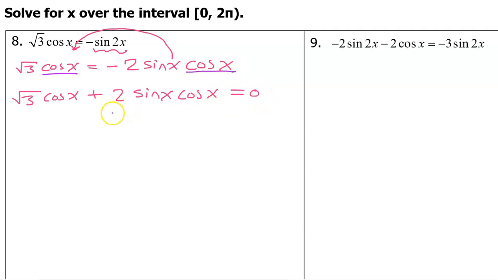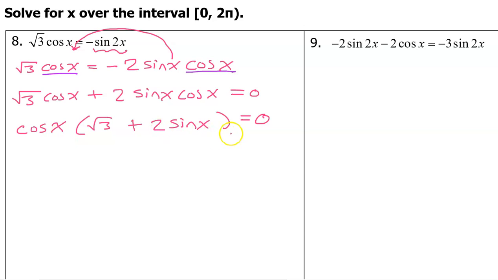Instead, get 0 on one side, and then that thing that you were tempted to divide by will now be a common factor, which you will pull outside of parentheses. So I'm going to take this GCF of cosine x, put that out in the front. That's going to leave me with radical 3 plus 2 sine x is equal to 0.